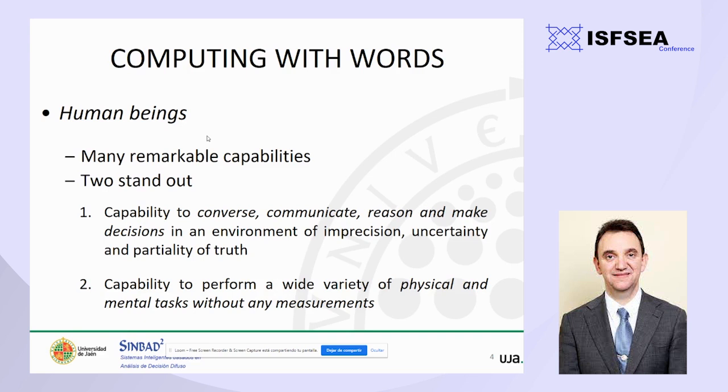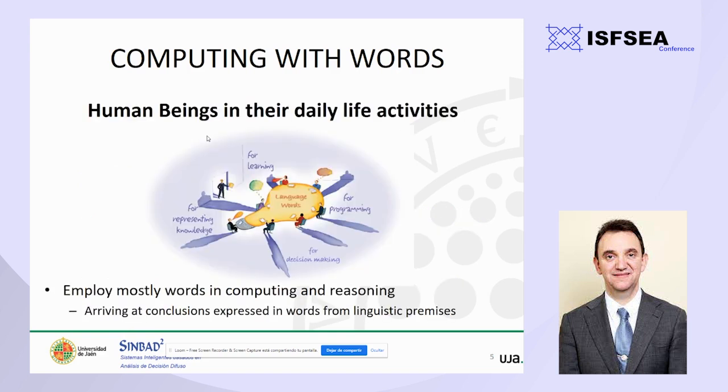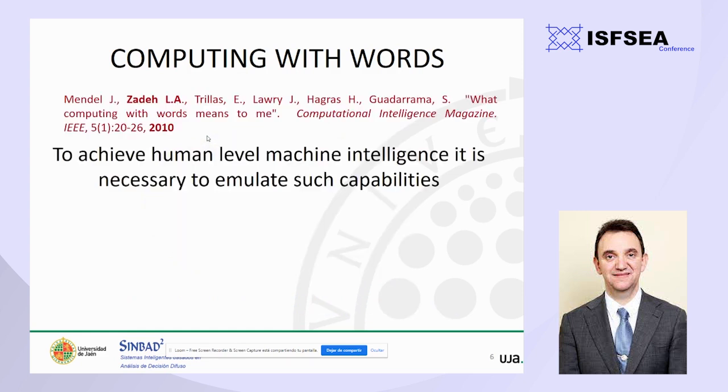That means, for instance, when you are driving a car on a narrow road, you don't think I am 5 centimeters from the left and 10 centimeters from the right, and then I have to move 2.5 centimeters left to right. You say, I am closer to the right than to the left, so I have to move a little bit to the left. So this is the idea of computing with words, because human beings in their activities mostly employ words in computing and reasoning processes, and they try to obtain outcomes that are expressed linguistically from linguistic premises.